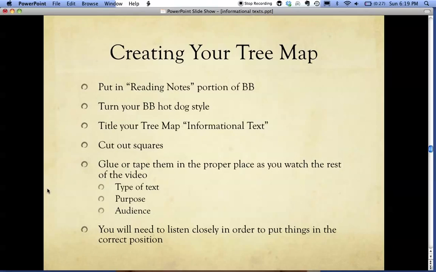Tomorrow in class we will check your tree map to see how you did, but you should have a marvelous tree map ready to go tomorrow. So go ahead and pause, and I'm going to go ahead with the presentation.